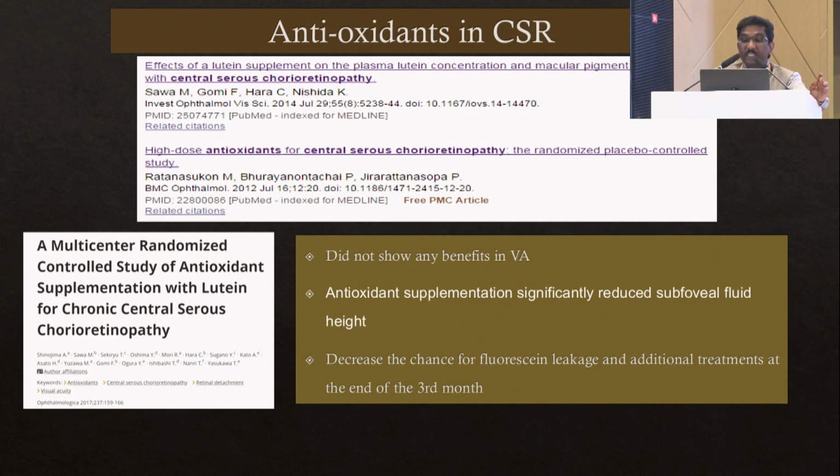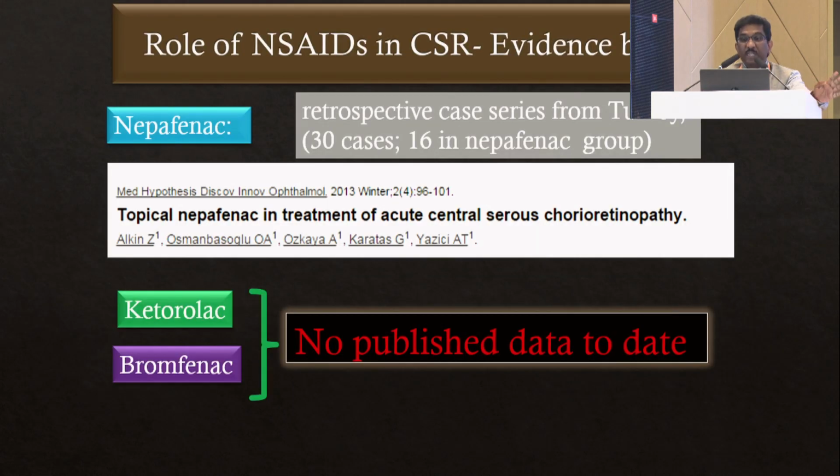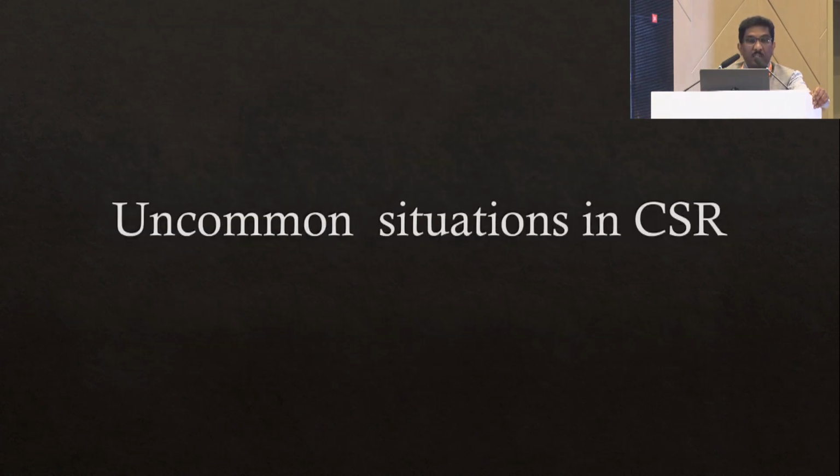However, they significantly reduce the subretinal fluid height. So there's a decreased chance of fluorescein leakage, and additional treatments required were less at the end of 3 months. As far as NSAIDs are concerned, there's very minimal role for the use of nepafenac or any other non-steroidal anti-inflammatory agents.